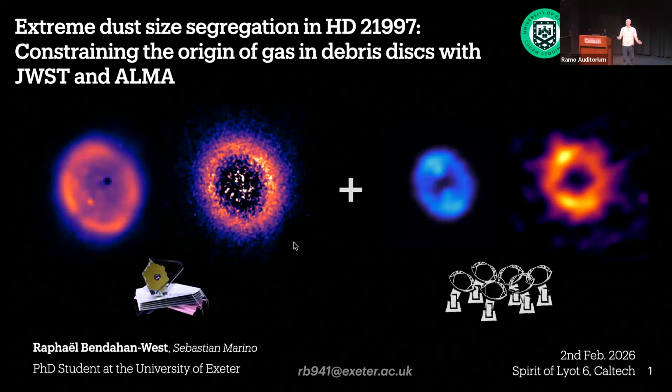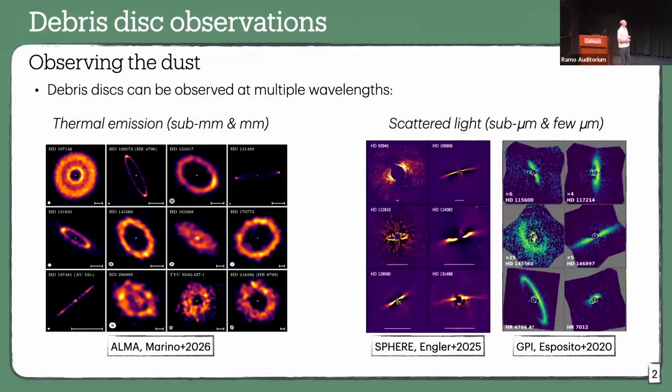Okay, so hi everyone. I'm Raphael Bendahan-West. I'm a PhD student working at the University of Exeter with Seba Marino. And today I'll be talking to you about a way of constraining the origin of gas in debris disks using JWST and ALMA observations. So earlier today, Christine gave us a really nice talk about the introduction of debris disks, so I don't really have to go through this.